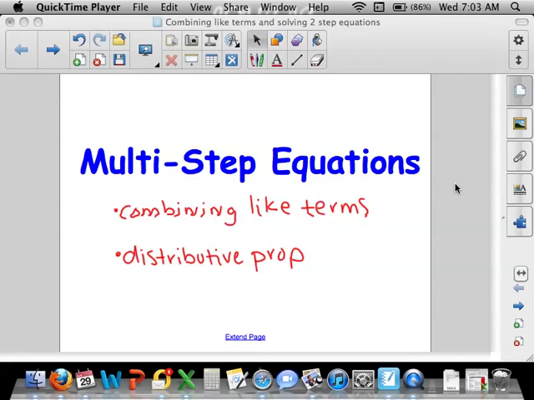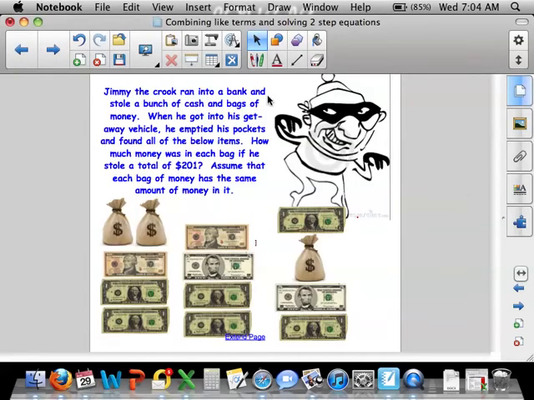Okay, so the last video discussed how to solve one- and two-step equations. Now we'll be solving multi-step equations, which means that there's more than one or two steps in order to solve an equation. And we'll do that by use of combining like terms and the distributive property. I want you to consider this.